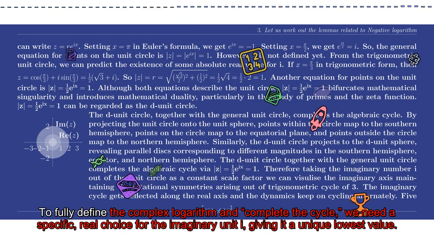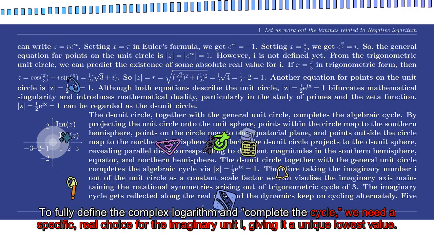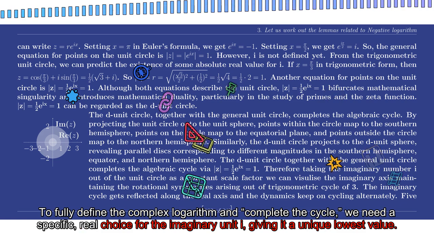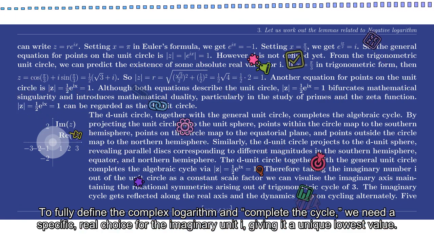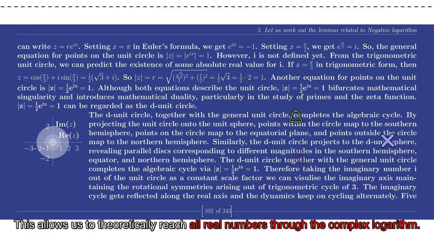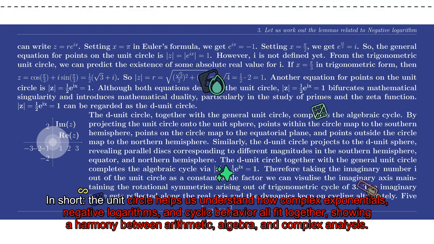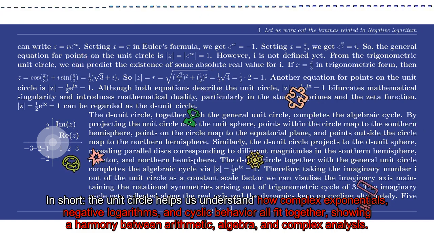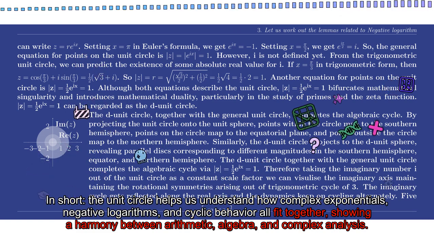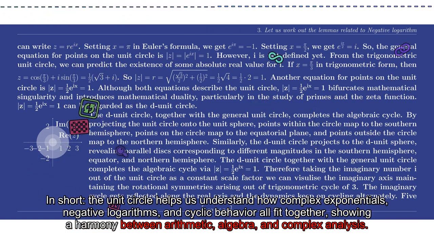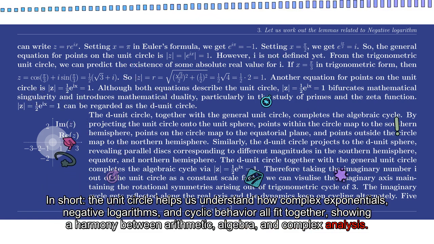To fully define the complex logarithm and complete the cycle, we need a specific real choice for the imaginary unit I, giving it a unique lowest value. This allows us to theoretically reach all real numbers through the complex logarithm. In short, the unit circle helps us understand how complex exponentials, negative logarithms, and cyclic behavior all fit together, showing a harmony between arithmetic, algebra, and complex analysis.